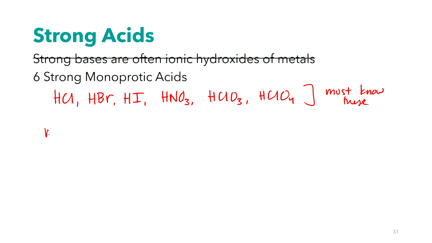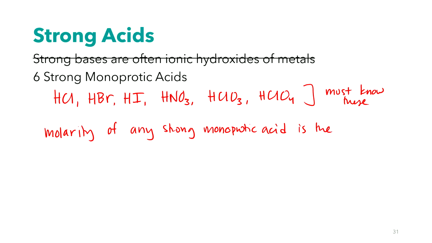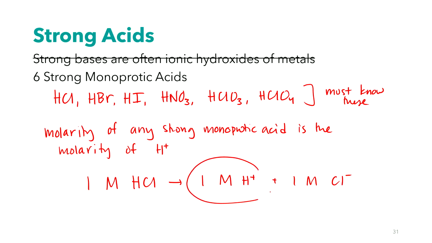When you see one of those 6, you say they 100% dissociate. Therefore, the molarity of any strong acid, which we'll be specific, strong monoprotic acid, is the molarity of H plus. Right? So if we had 1 molar of HCl, that means I have 1 molar of H plus and 1 molar of Cl minus. For pH, that's what I'm really interested in. So it's directly related, 1 to 1. It goes in, it completely dissociates. I have that much H plus.